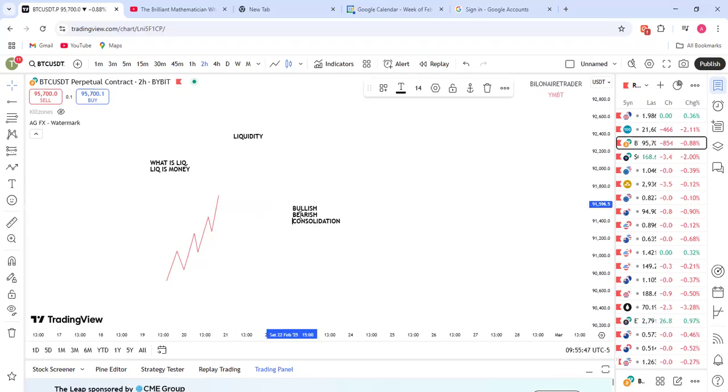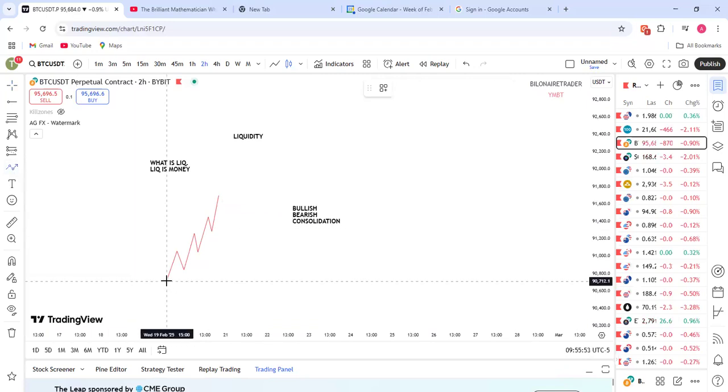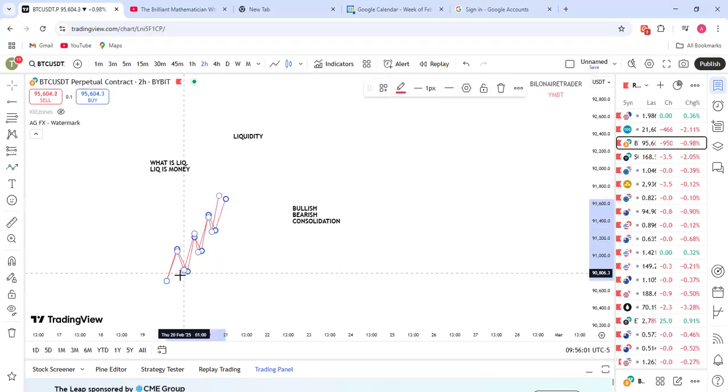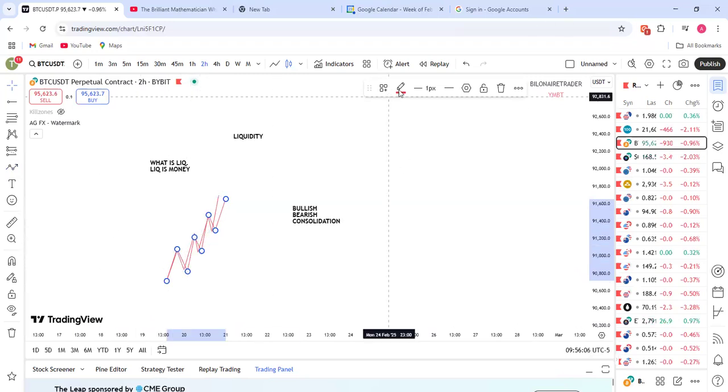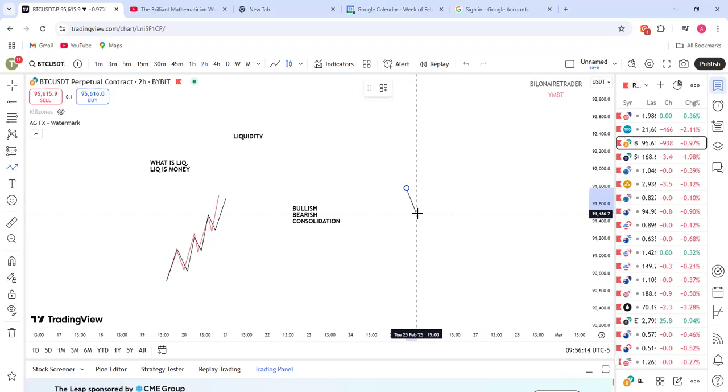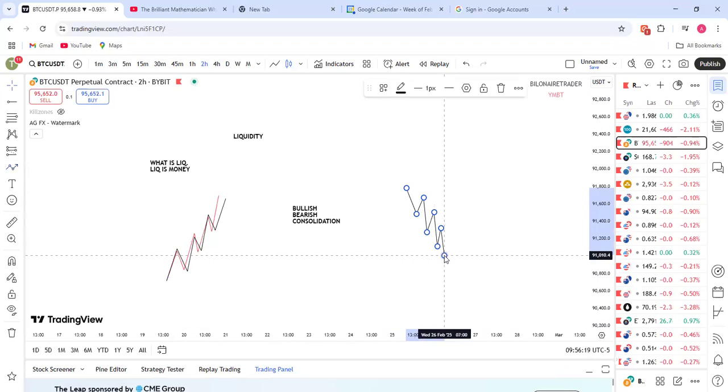So how do we know if a market is bullish? We know that a market is bullish when it creates a series of highs and lows. When we see a series of higher highs and higher lows, in that order, we can say the market is bullish. And how do we know that a market is bearish? When we see a series of lower low, lower high, lower low, lower high, lower low. When we see a series of behavior like this, we can tell that a market is bearish.